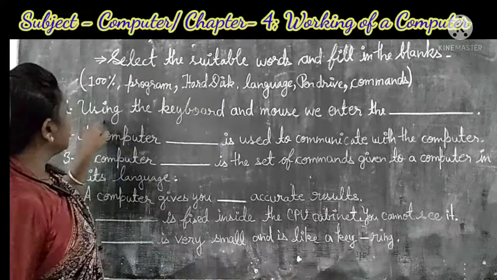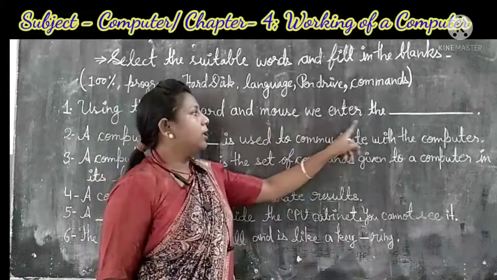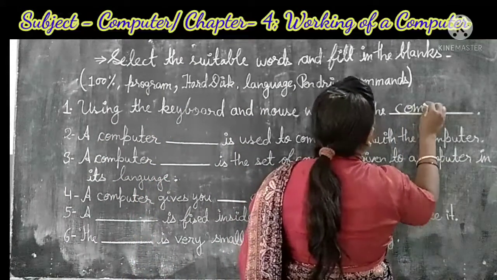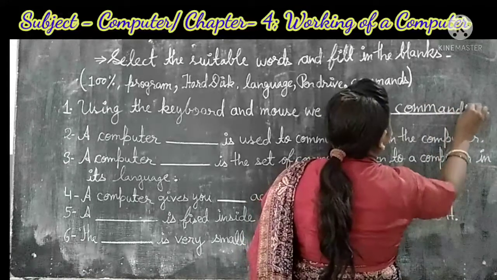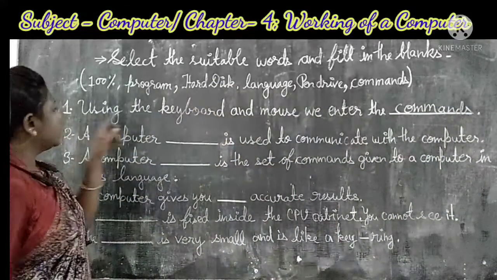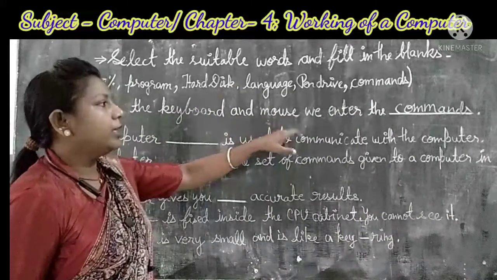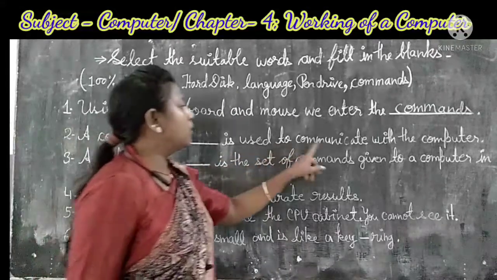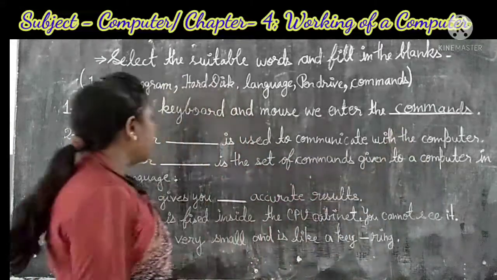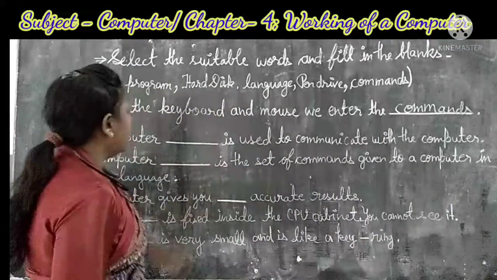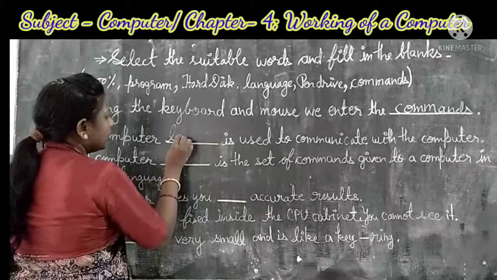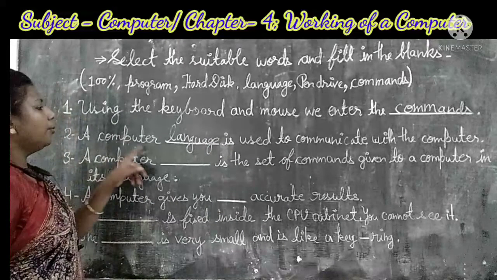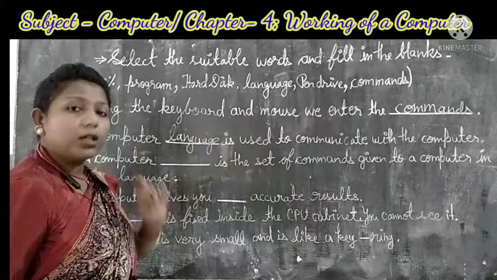And your first line is, using the keyboard and mouse we enter the dash. Your correct option is commands. Using the keyboard and mouse we enter the commands. And your second line is, a computer dash is used to communicate with the computer. And your correct option is language. A computer language is used to communicate with the computer.